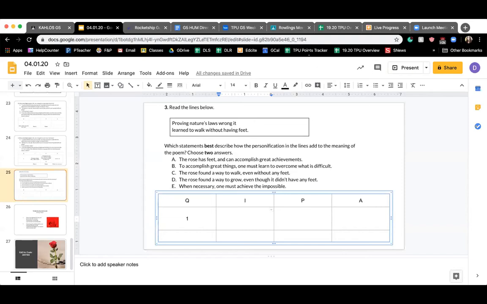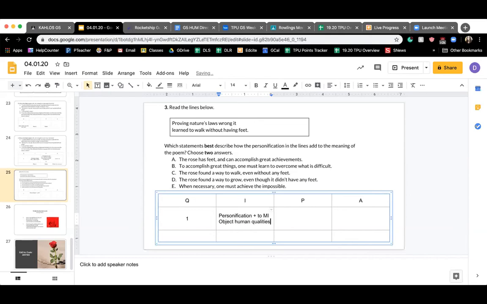How does the personification add to the main idea, add to the meaning of the text. And I love that you were able to say that meaning is actually the main idea. What does personification mean? Giving an object human qualities.